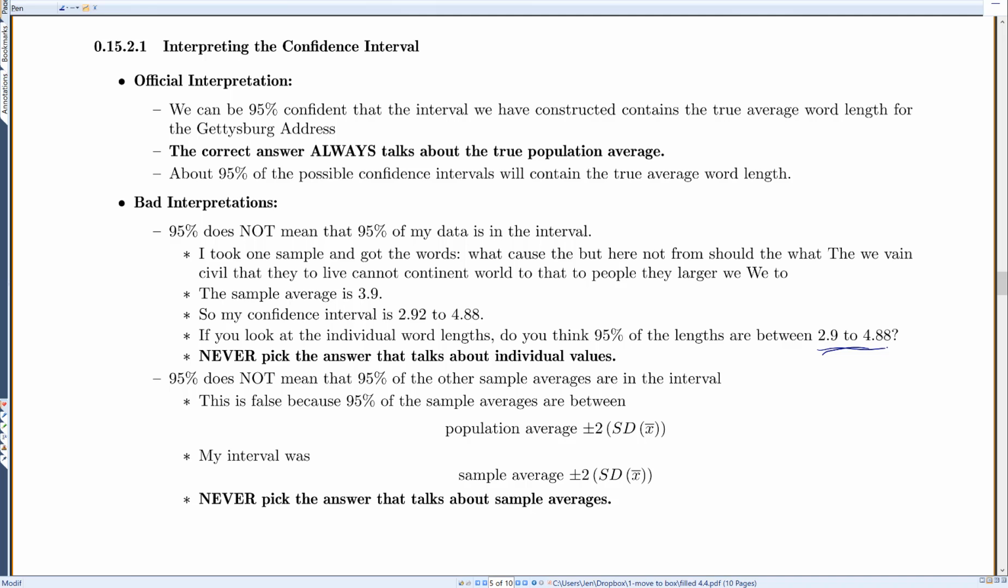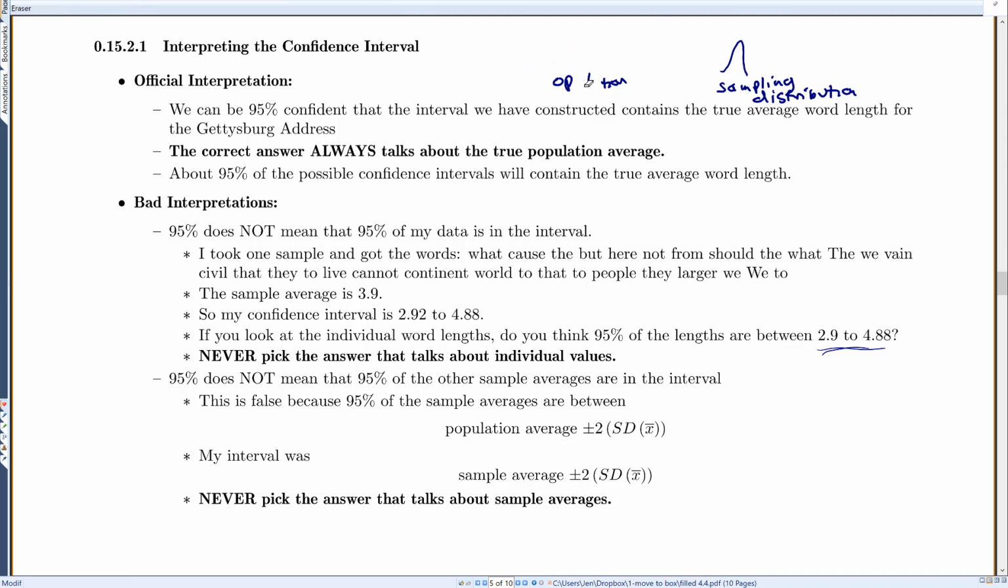In fact, if you think about it, remember if this is my population, then my sampling distribution is always skinnier. My sampling distribution of possible sample means is always skinnier than our population. Okay? So our confidence interval is always skinnier than our actual population of individual values. So you should never pick the answer that talks about individual values.